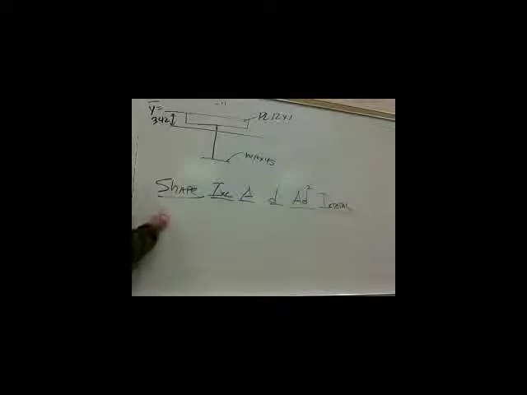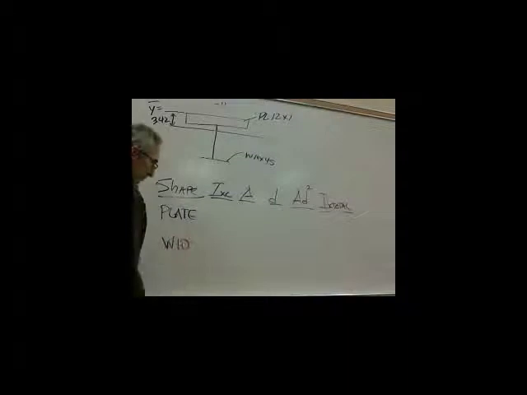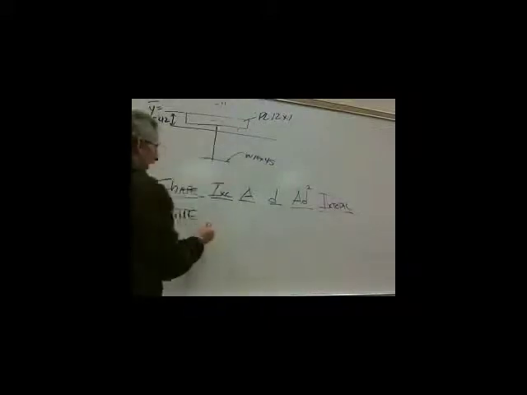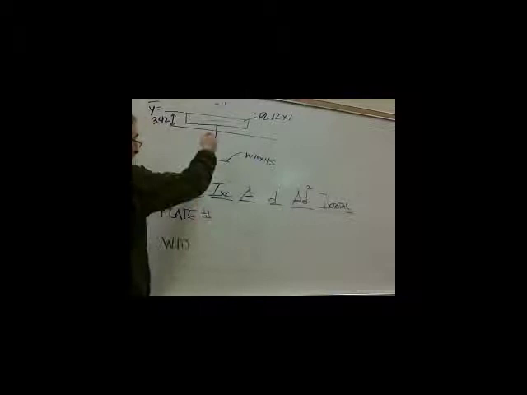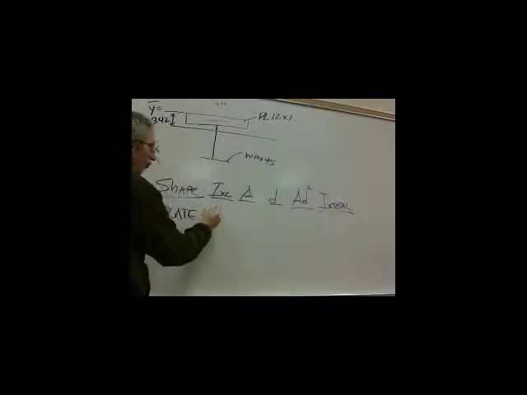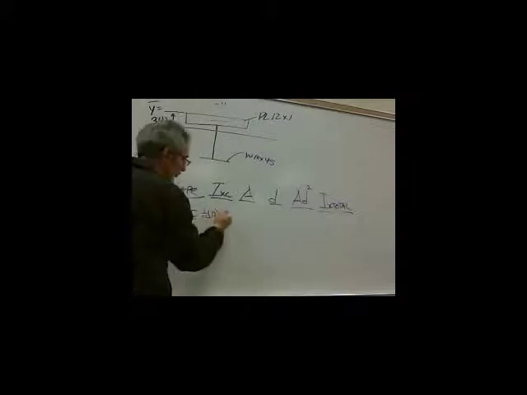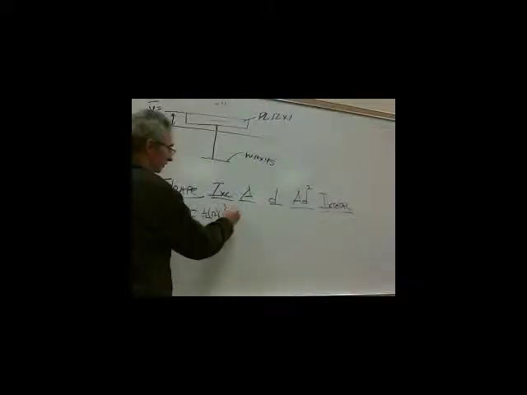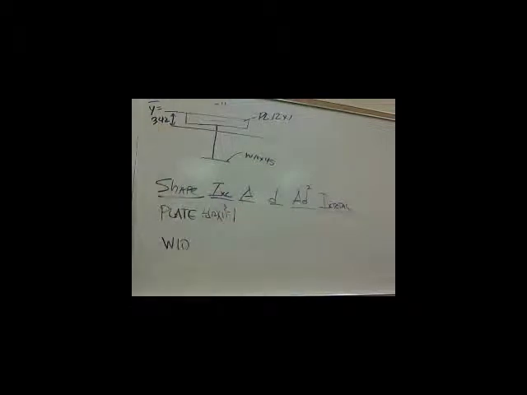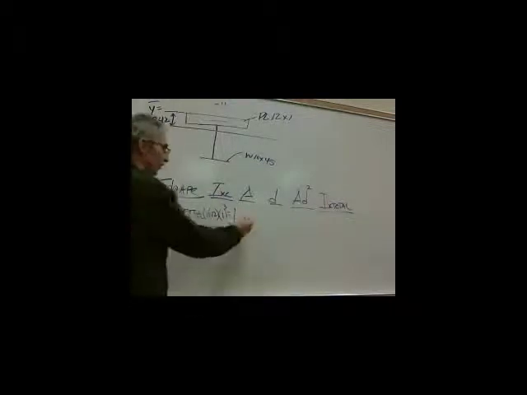So what shapes do I have? Well, I've got the plate, and I've got the W10. For the plate, the moment of inertia about its x-axis is 1/12. The base is 12, right? And the height is 1, so 1 cubed. So what's the moment of inertia about the x-axis just for that plate? 1. The area of the 12 by 1 plate is 12 inches squared.